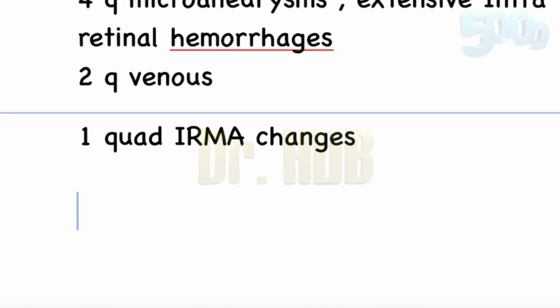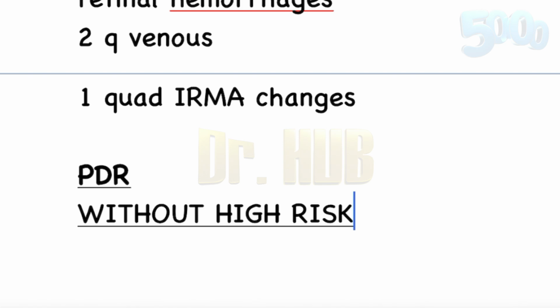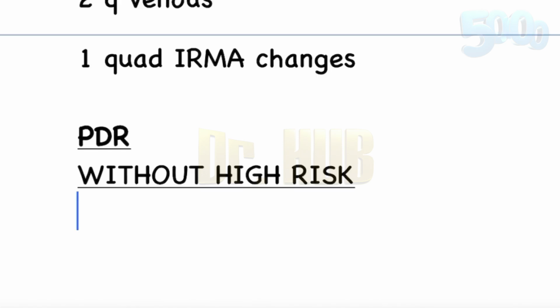Next we move on to the PDR, which stands for proliferative diabetic retinopathy. Here the first variety will be without the high risk characteristics, also known as the early PDR. What does this include? This will include the early neovascularization of the optic disc or the neovascularization elsewhere.